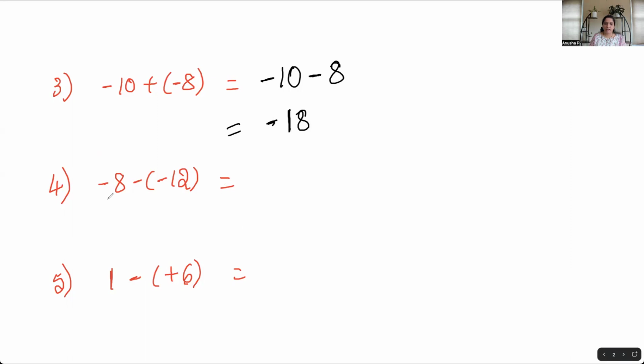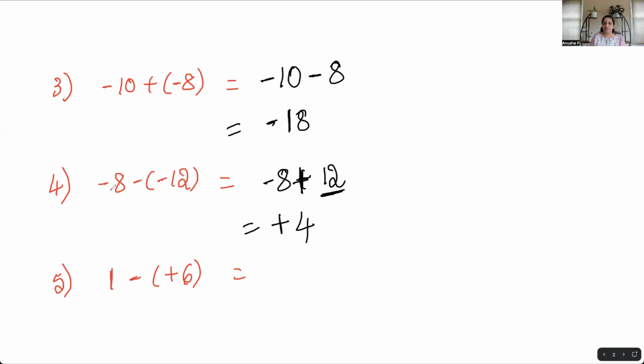So now in the fourth example, we have minus 8 minus of minus 12. So minus 8 minus of minus is plus 12. In this case, both the numbers have opposite signs. 8 is a negative number and 12 is a positive number. When you have opposite signs, subtract the two numbers. 12 minus 8 is 4 and keep the sign of the larger absolute value number. And here the larger absolute value number is 12 and it has a plus sign. So the answer will be plus. Okay.